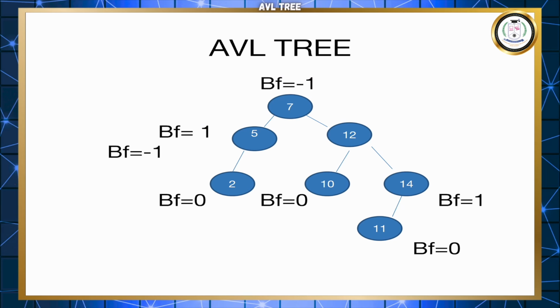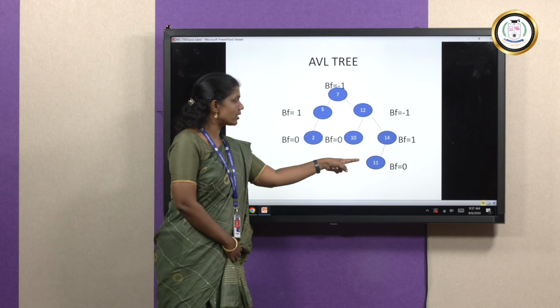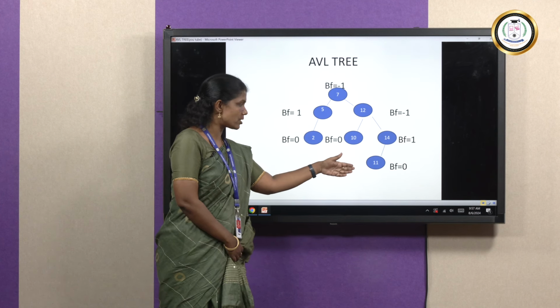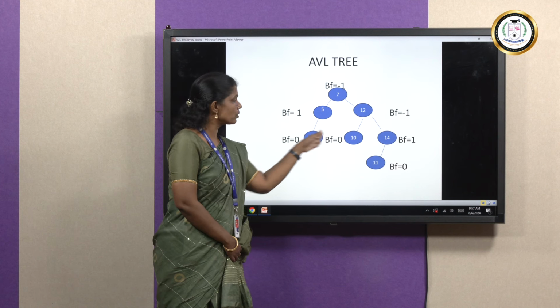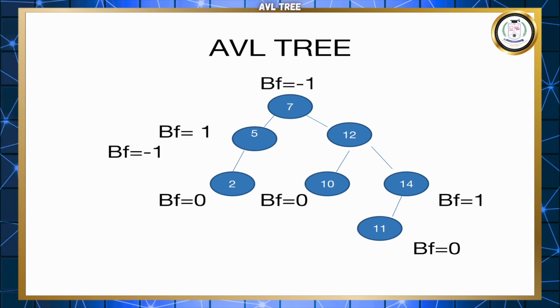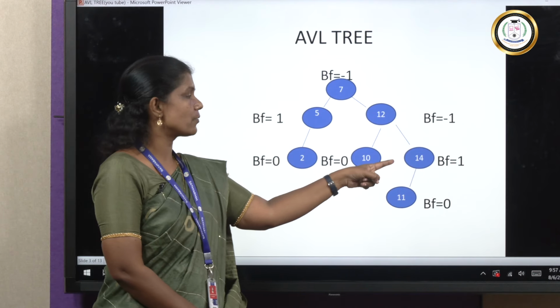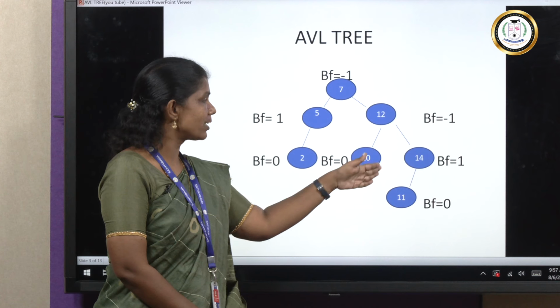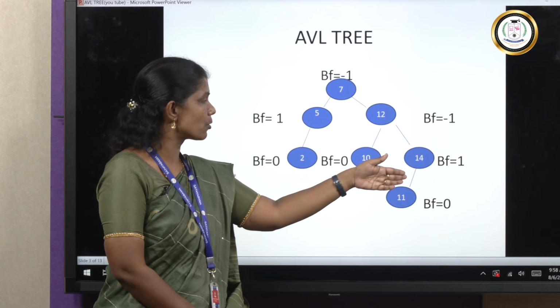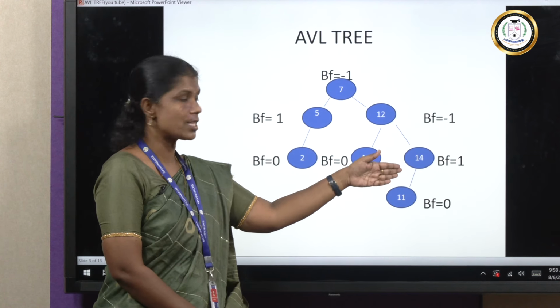Then we have to find the balance factor values. First we find the balance factor value for all the leaf nodes. Here the left child value is 0 and the right child value is 0, so the balance factor value is 0 for both the leaf nodes. So 11 is 0, 10 is 0 and 2 is also 0. Then we find the balance factor value for this 14. Here the height of the left subtree is 1 and the height of the right subtree is 0. So 1 minus 0, that value is 1.